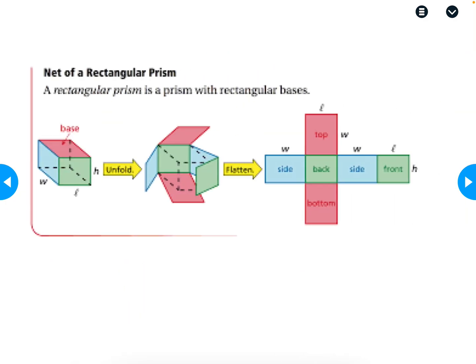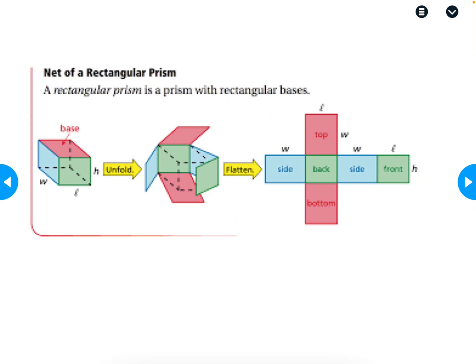Let's take a look at what nets are. Nets are a flat representation of a three-dimensional shape. Think about if you were to order some boxes in the mail, they're not going to come all folded up, just plain boxes. They're going to come flat, and you're going to need to fold the boxes up and tape them so that you can use them. So a net is like a flat unfolded box.